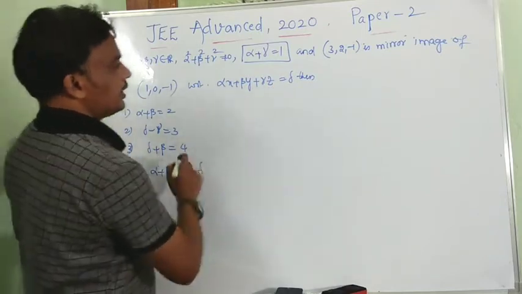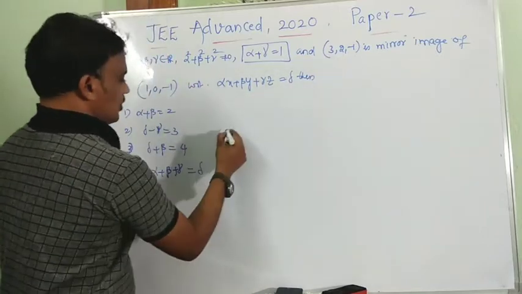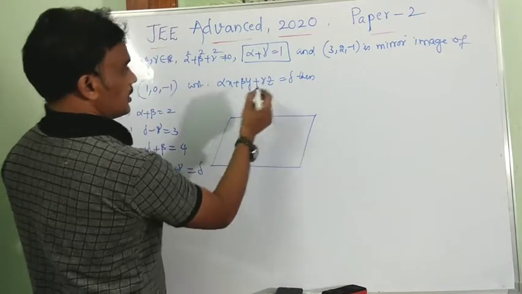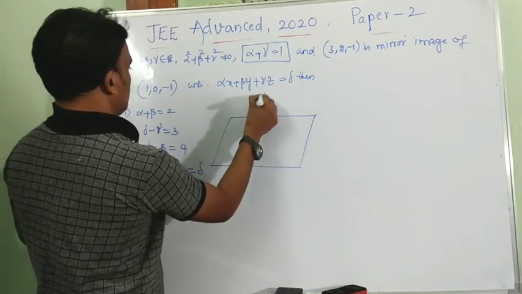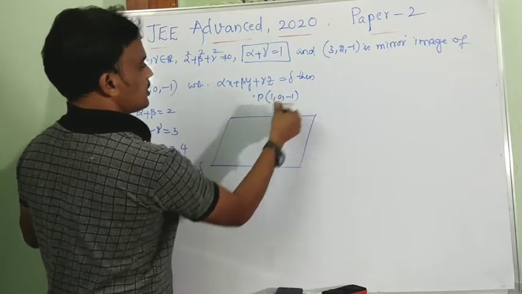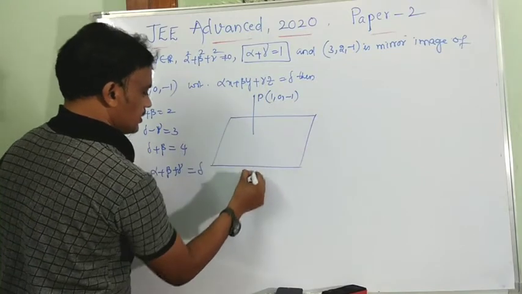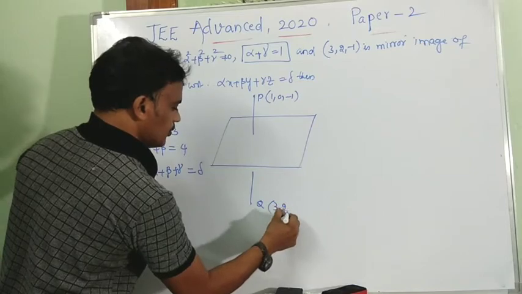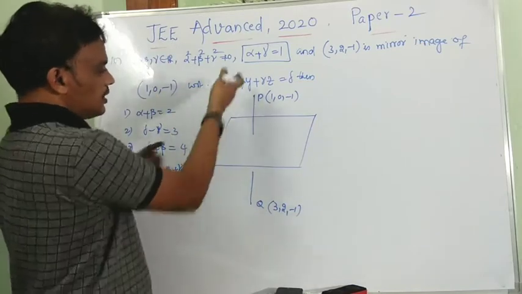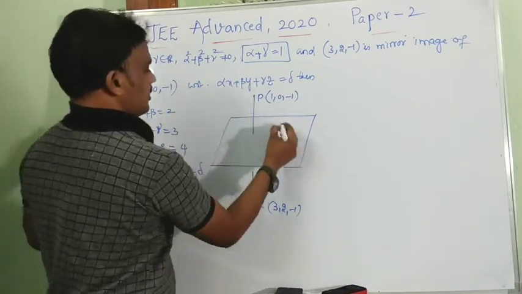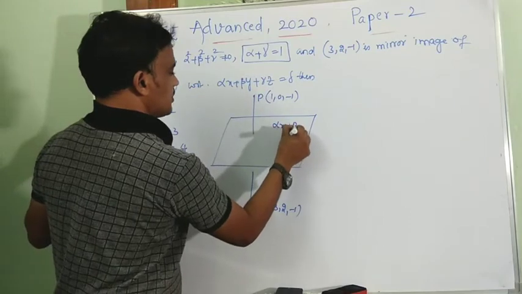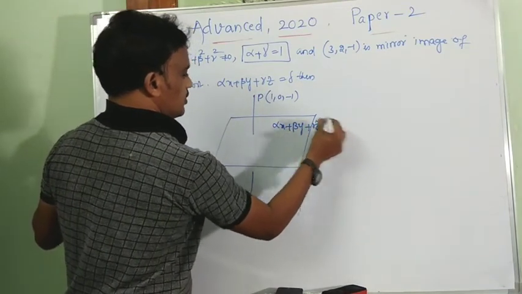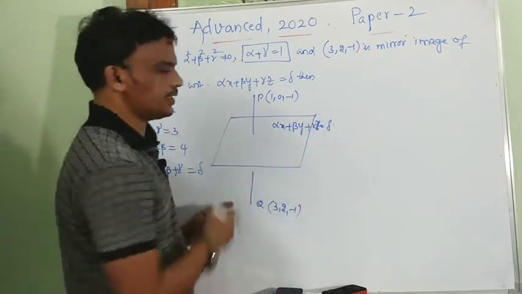Yes, clearly (3, 2, minus 1) is the mirror image of that point. So here, for the plane, this is the point P, (1, 0, minus 1). The point Q, (3, 2, minus 1), is the mirror image of P with respect to the plane. This plane is alpha x plus beta y plus gamma z equals delta. Yes, it is very clear.